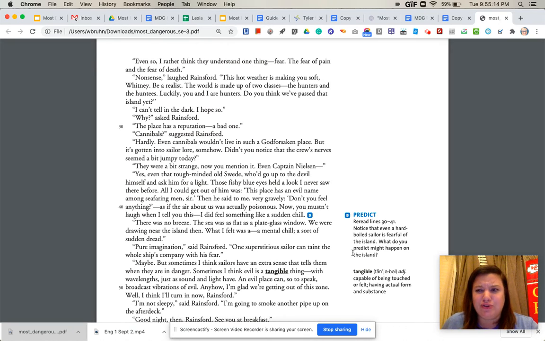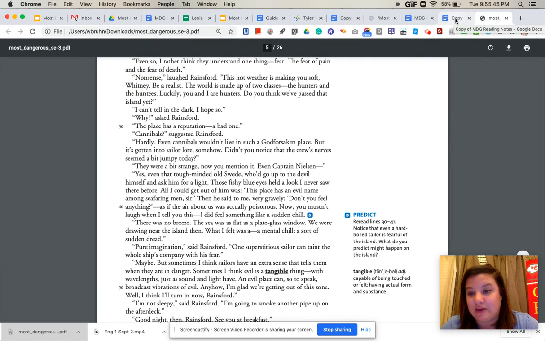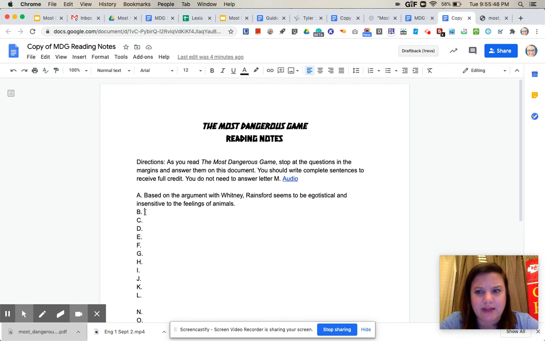And then he says, didn't you notice that the crew was nervous? Even the ship's captain was nervous. So there's something about this place that they say is evil. And even then Whitney says, don't laugh, but I even felt a little bit scared. So you're going to make a prediction. What do you think might be going on on this island? You can write anything you want that you think is going on there. Remember that it's worse than cannibals, so think of what could possibly be even worse than that.